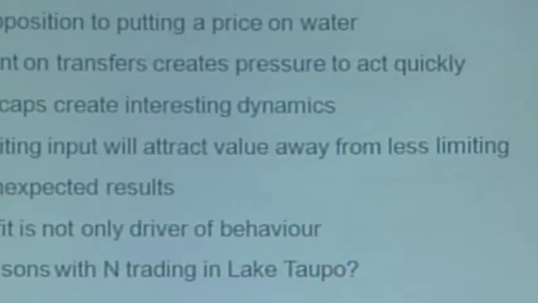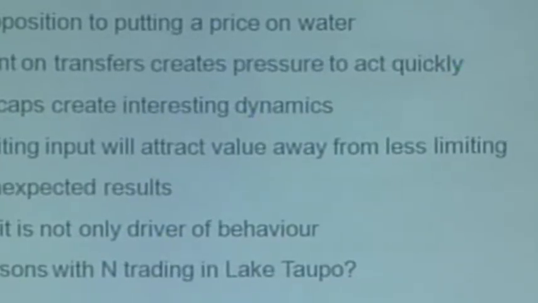There's some opposition to putting a price on water for a variety of reasons, and those are issues we're talking through in the discussions after the simulations. Putting a constraint on transfers upstream, but allowing some, up to a limit, can create pressure to act quickly. That can cause people to miss opportunities or to make mistakes.